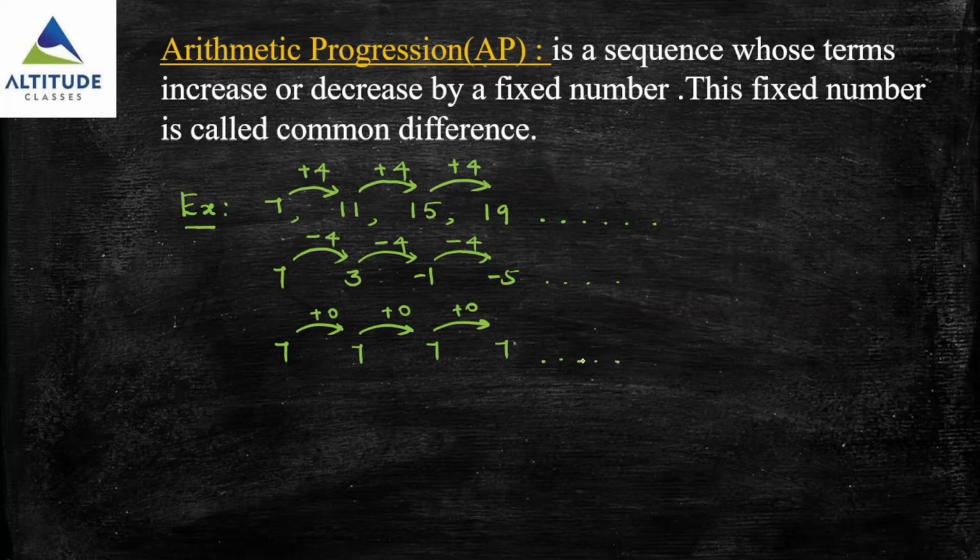So what is meant by arithmetic progression? Arithmetic progression is a sequence where terms increase or decrease by a fixed number. The fixed number is called the common difference. This common difference is represented as small d. Here in this sequence, d is equal to 4. In this progression, the common difference is equal to minus 4. In this, the common difference is equal to 0. I hope now you understand what is meant by an arithmetic progression.